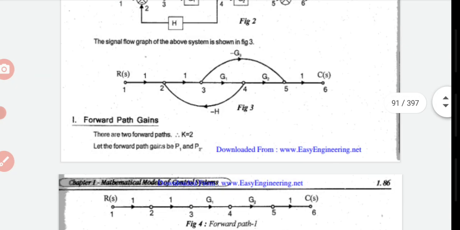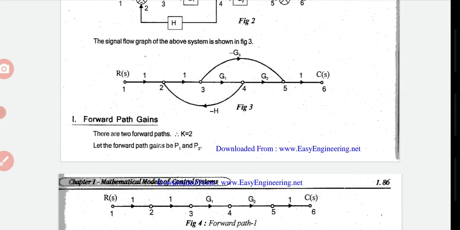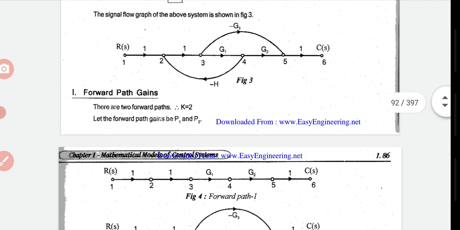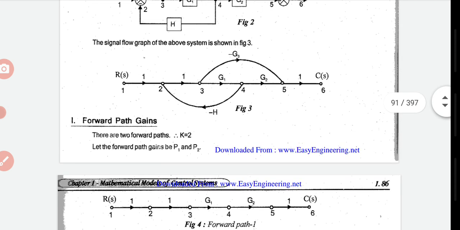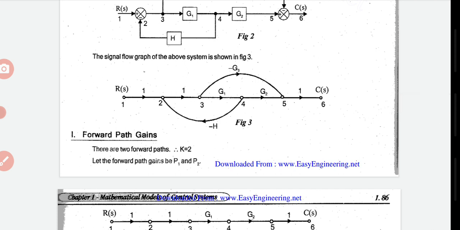Okay, so now the first thing is to find the forward path gains for the given signal flow graph. How many forward paths are there here? We have two forward paths. A forward path is a path traveling from input to output directly, so those are represented as forward paths here.